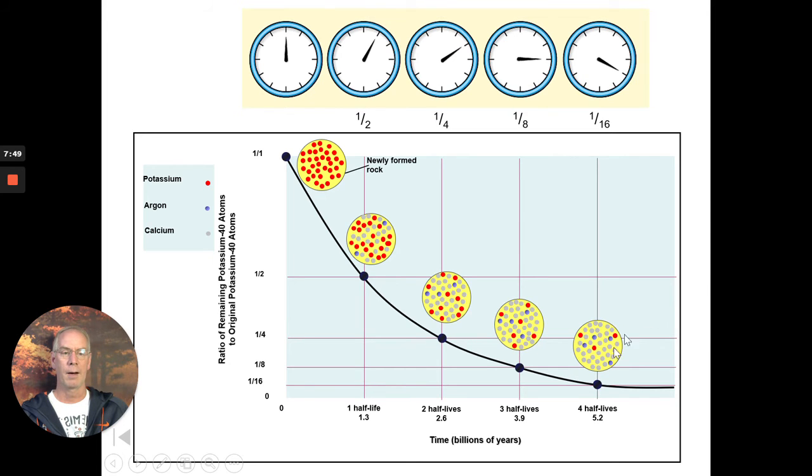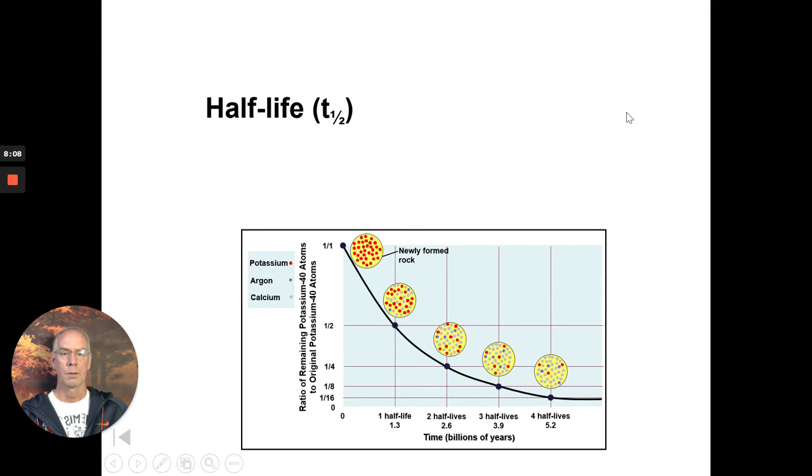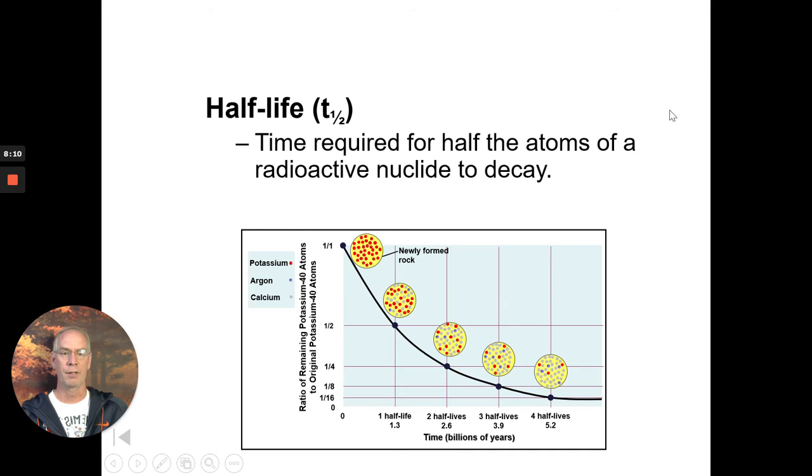Another way you can figure out how much you have is initially you have 100%. Then you have half. Then you have half of a half. Well, 1/2 times 1/2 is 1/4. And then you have half of a fourth, which is 1/8, or 1/2 times 1/2 times 1/2, and so on. So the half-life, there's your definition of it again.